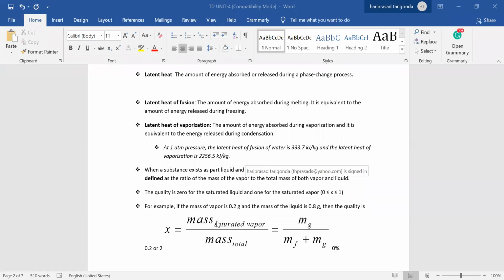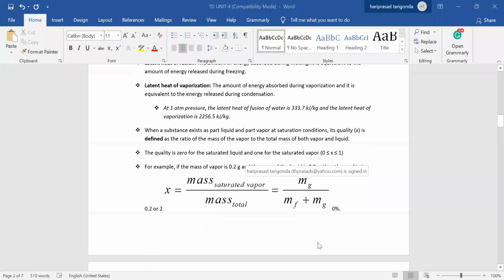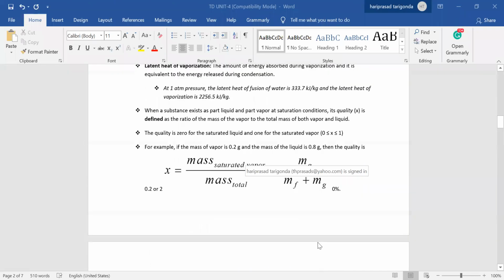X is equal to mass of saturated vapor divided by total mass. Generally, vapor is denoted with g, so x equals mg by mf plus mg. Okay.